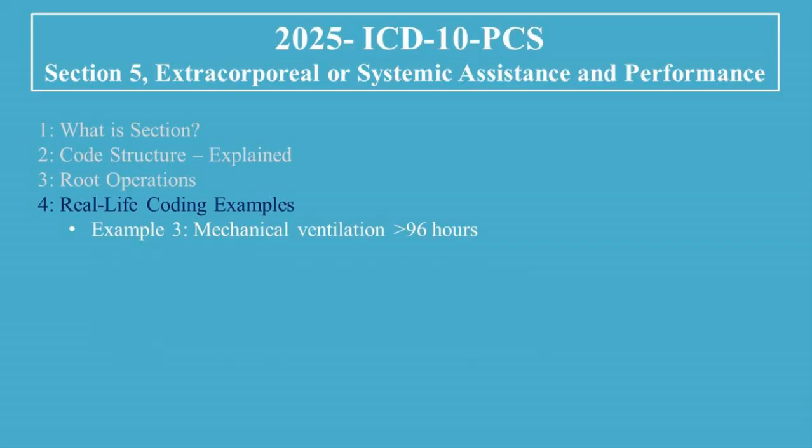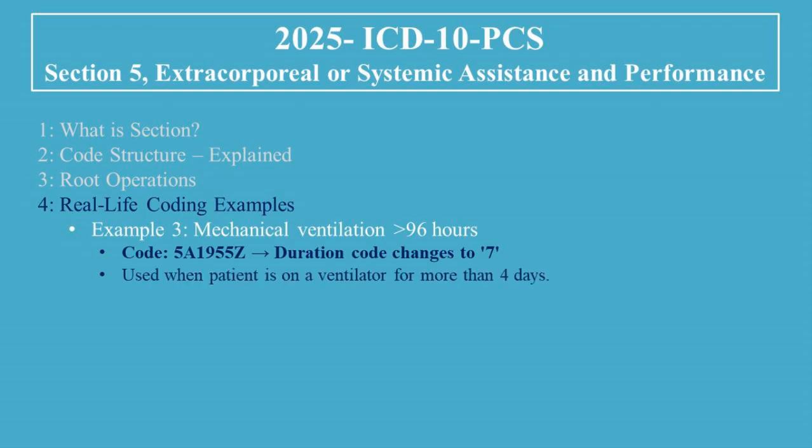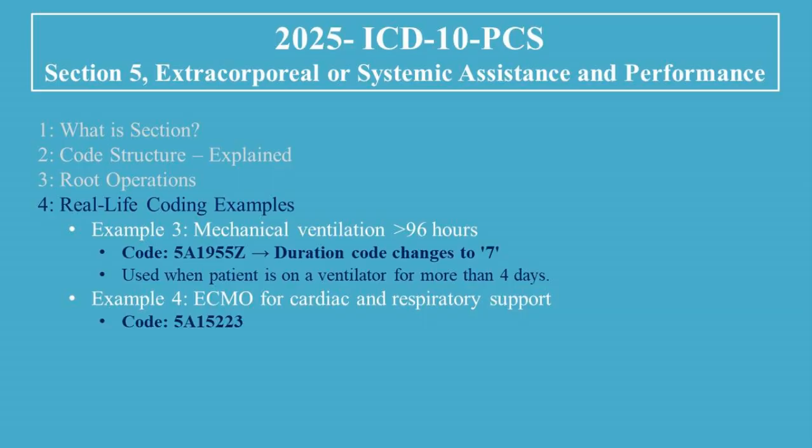Example 3. Mechanical ventilation greater than 96 hours. Code 5A1955Z, arrow, duration code changes to 7. Used when patient is on a ventilator for more than 4 days. Example 4. ECMO for cardiac and respiratory support. Code 5A15223. ECMO fully took over heart and lung functions during surgery or critical care.